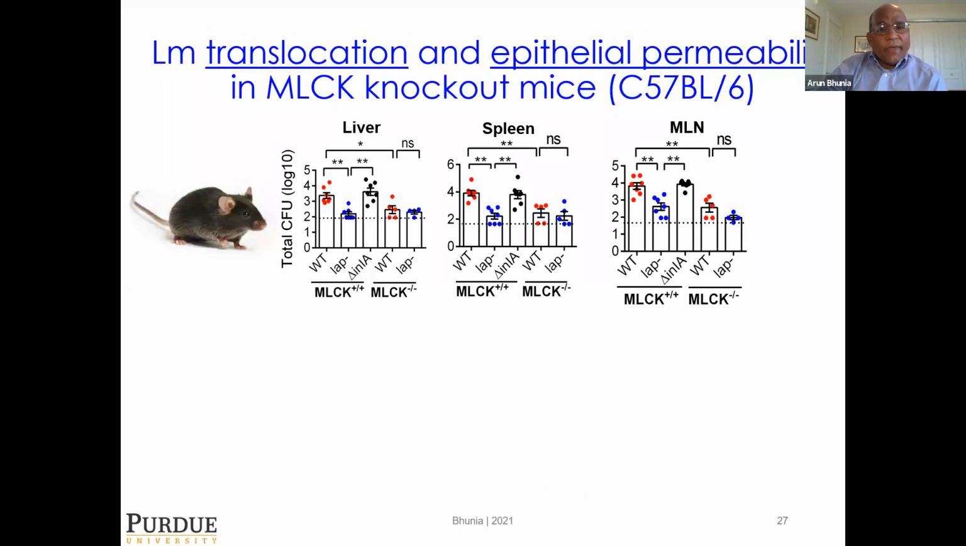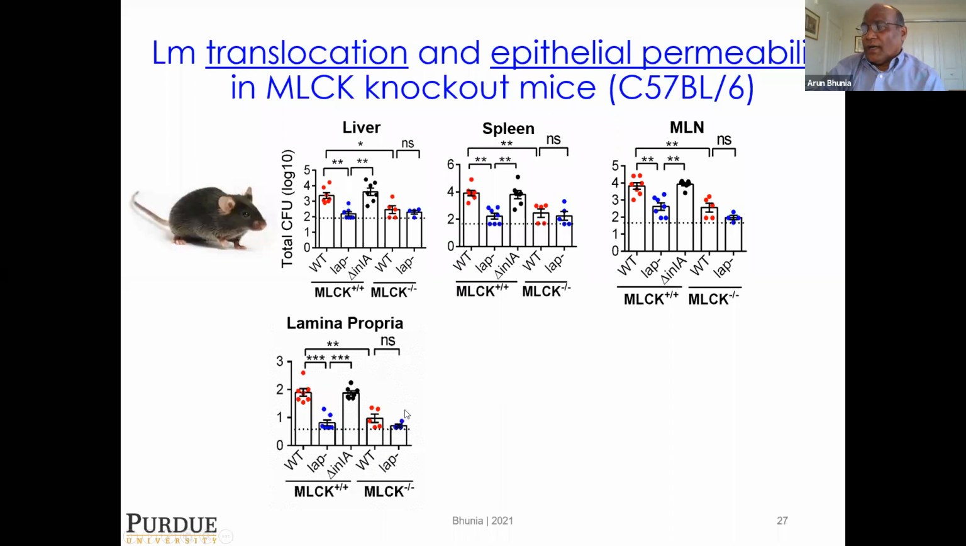And then next we asked about MLCK. An easy way to address the question of whether MLCK is involved is to use the MLCK knockout mice, and you can clearly compare with the MLCK-positive strain. In wild type and lap mutant, you saw no bacterial translocation to very little translocation in liver, spleen, and mesenteric lymph node. This indicates that Listeria is probably not migrating through the lamina propria and then into the blood circulation to the different organs and tissues.